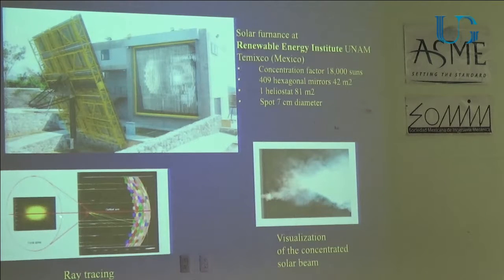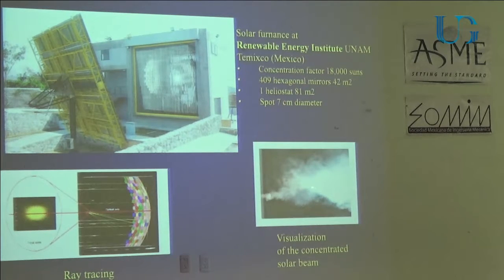Here I'm trying to show you the optics. Essentially, these straight lines represent the beams that come from the heliostat, and then they hit the parabola and they concentrate in a central spot, which is in here. This is an actual picture of the light spot that is formed at the focus.